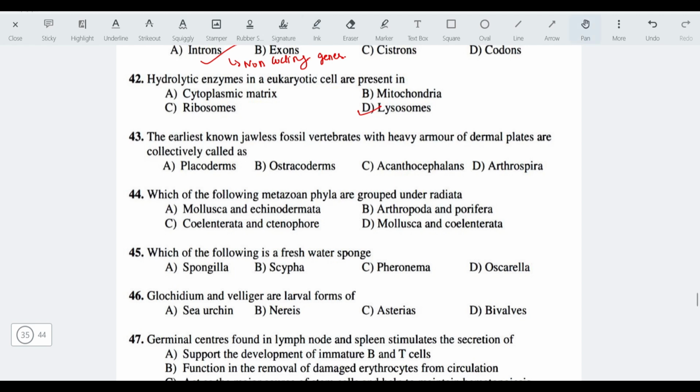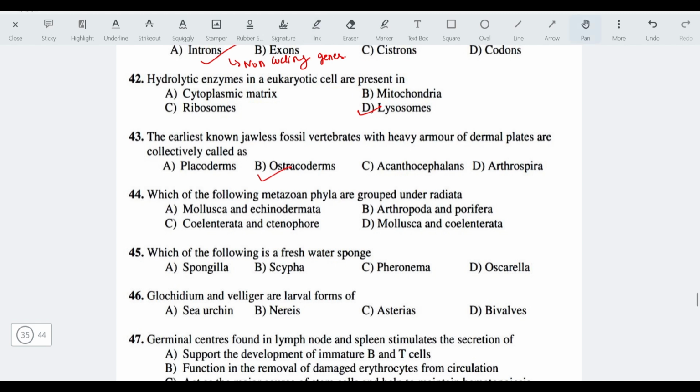Again, what is the function? Intracellular digestion. Next question, the earliest known jawless fish fossil vertebrates with heavy armor of dermal plates are collectively known as. The answer is ostracoderms. They are jawless vertebrates, right?